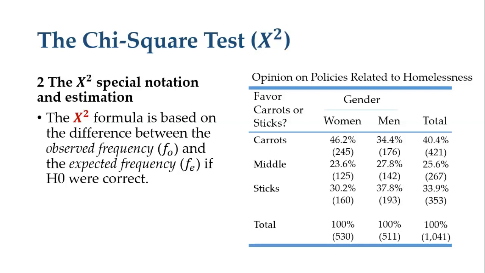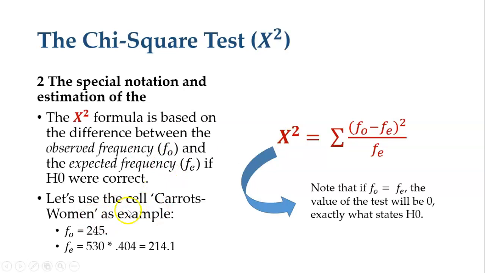So to estimate the chi-square test, you need to understand the difference between the observed frequency and the expected frequency, but it's related to what I already explained to some extent. The observed frequency is simply, in this case, 245 in the cell carrots women, and the expected frequency is what this frequency might be if this cell were not 46.2 but 40.4, as the null hypothesis claims. That value would be something like 214 women supporting carrots instead of 245. So the formula is basically the sum of the differences between those two kinds of frequencies, squared and divided by the expected frequencies.